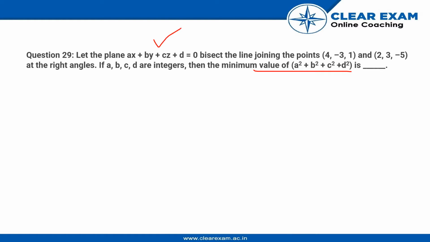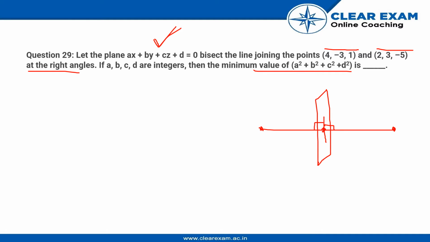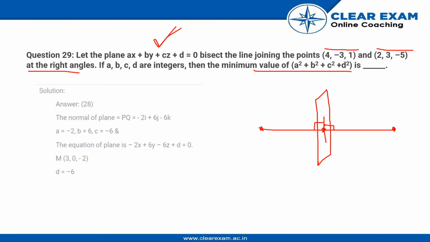We have this plane which bisects the line, meaning these 2 points will have their midpoint on this plane. Also, it bisects the line at right angles, meaning if this is the plane, and this is the line passing through, this is (4, 3, -1), this is (2, 3, -5), so this point will be the midpoint on the plane, correct? And this is 90 degrees to both these points, meaning the points will form a normal on the plane.